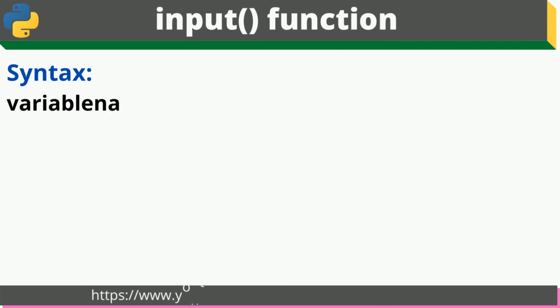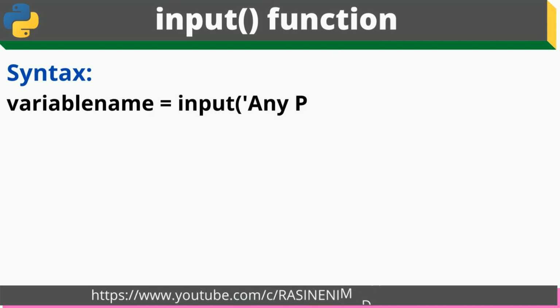Now let us come to the syntax of the input function in Python. Variable name equal to, using the keyword input, within the function brackets, within single quotes or double quotes, you can mention any prompt you want. For the variable name, you can use whatever name you want. Here the keyword input is mandatory. So: variable name equal to input of, and you give any prompt here.